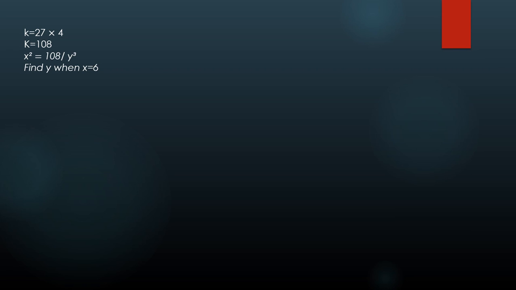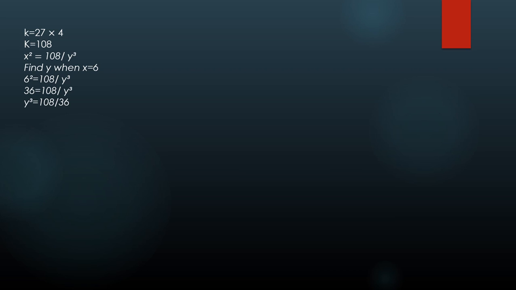Now we are asked to find y when x equals 6. Now this is very straightforward. We know what our k is. We've been given our x as 6. Find y. So we just put in our values. We have 6 squared equals 108 over y cubed.